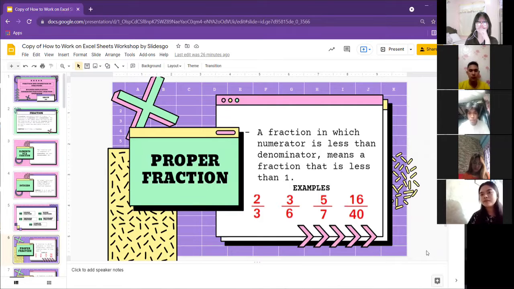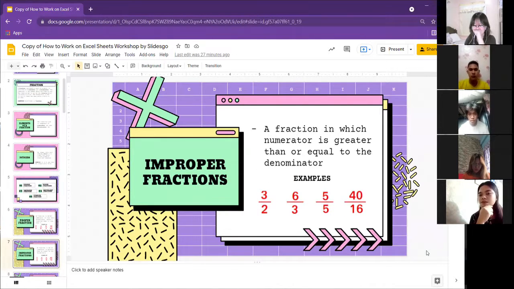Proper fraction. A fraction in which the numerator is less than the denominator, meaning a fraction that is less than 1. For example, 2/3, 3/6, 5/7, 16/40. Mas mataas ang denominator kaysa sa numerator.